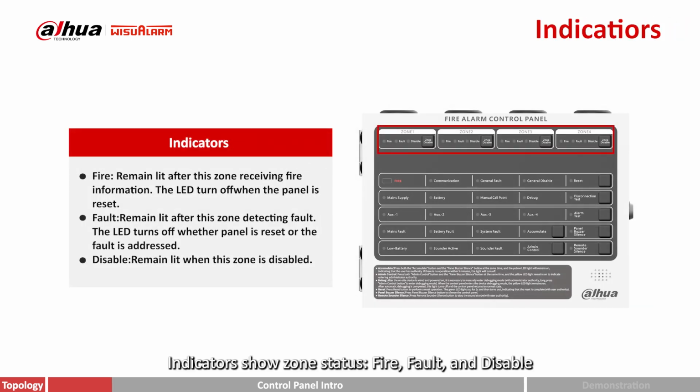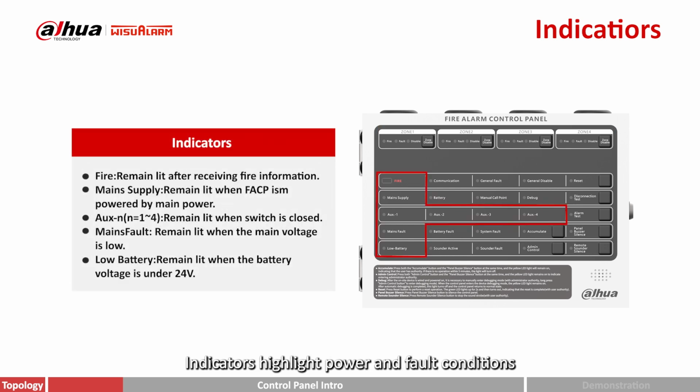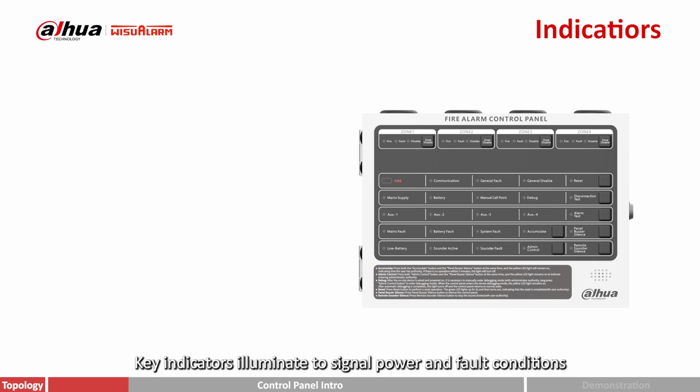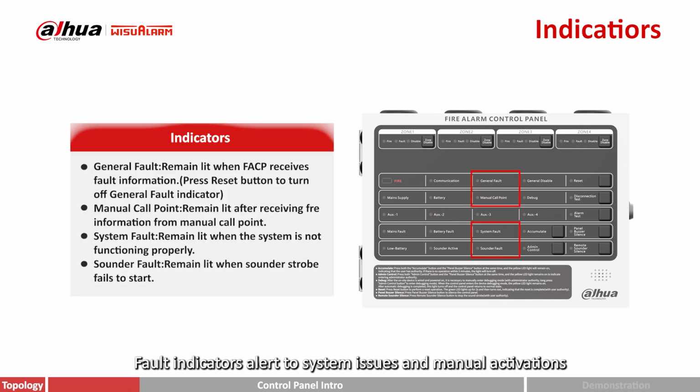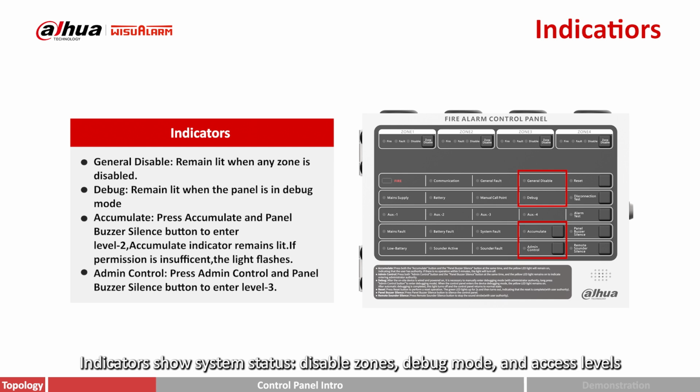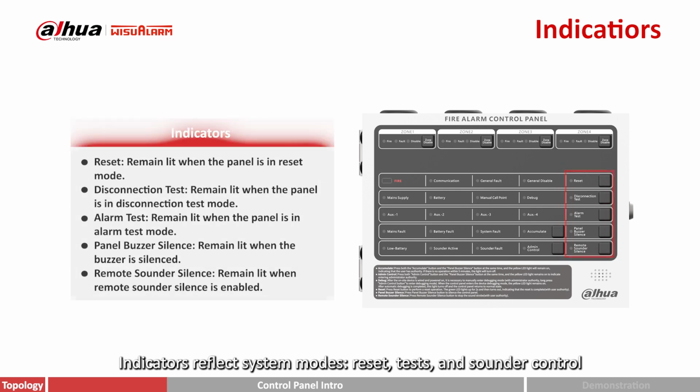Indicators show zone status, fire, fault, and disable. Indicators highlight power and fault conditions. Key indicators illuminate to signal power and fault conditions. Fault indicators alert to system issues and manual activations. Indicators show system status, disable zones, debug mode, and access levels. Indicators reflect system modes, reset, tests, and sounder control.